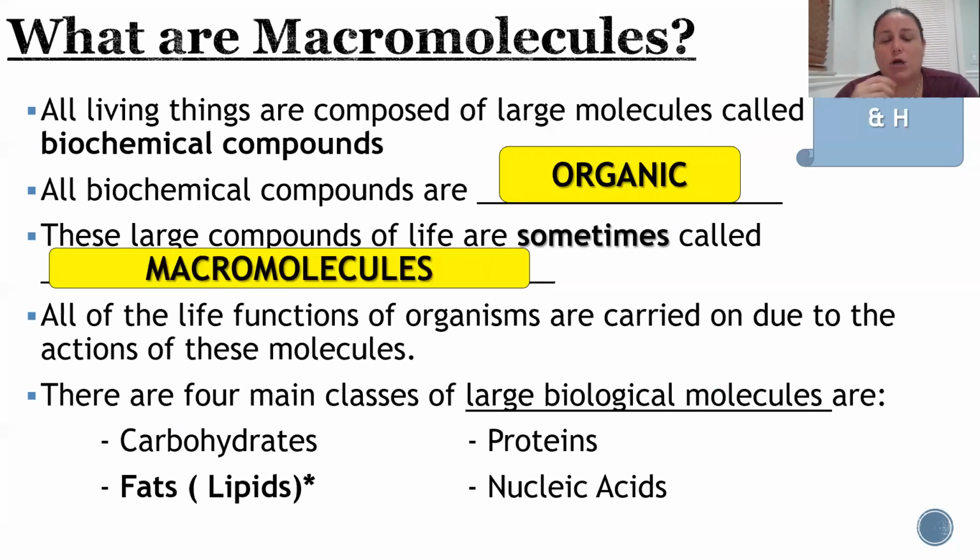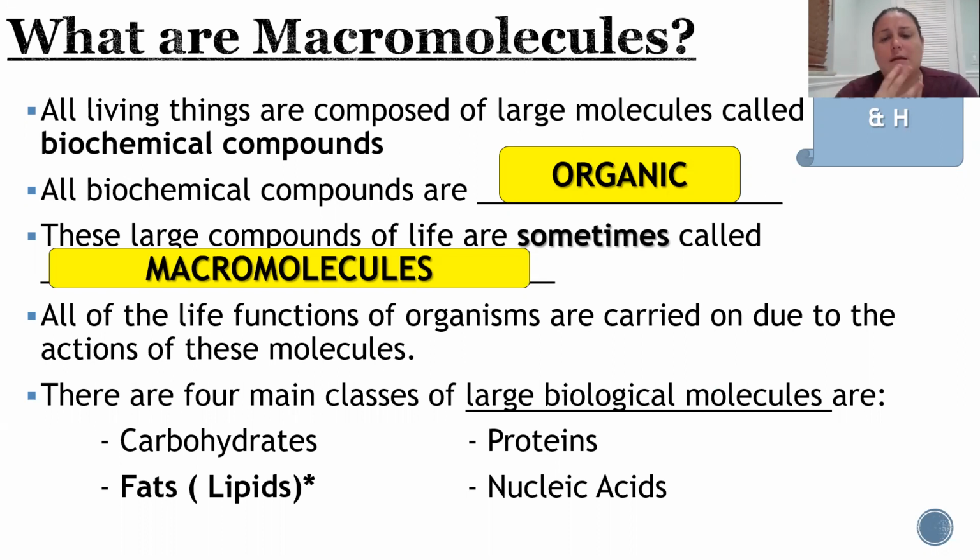Now, sometimes these large compounds of life are called macromolecules. We're also sometimes going to refer to them as polymers. We're going to talk about that in a second. And these macromolecules do all of the life functions, all of the things that keep you alive, from excreting waste to synthesizing important structures and vitamins, to transporting things around your body and circulating them, to maintaining homeostasis, those constant internal conditions. These macromolecules are key to that.